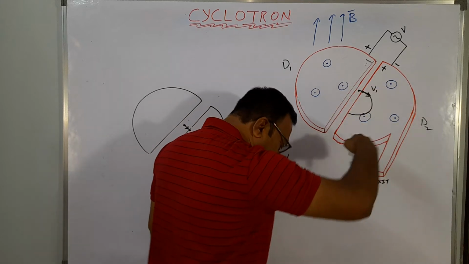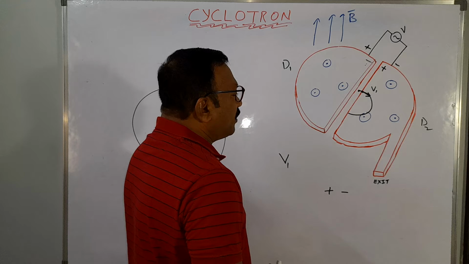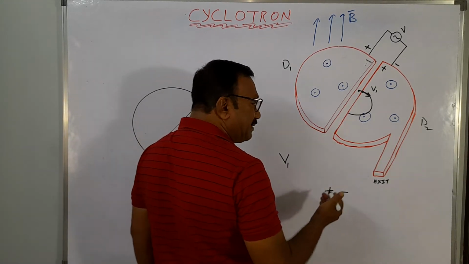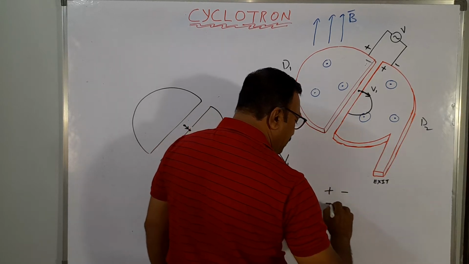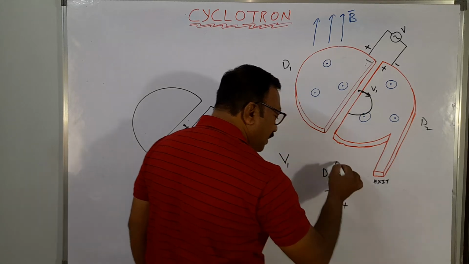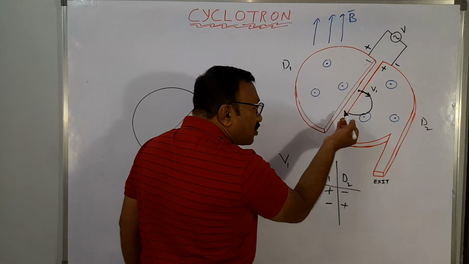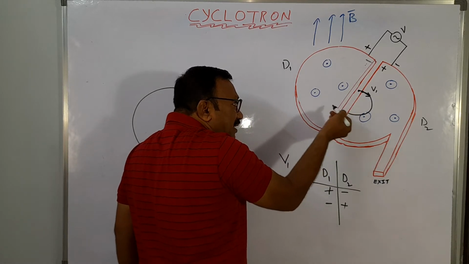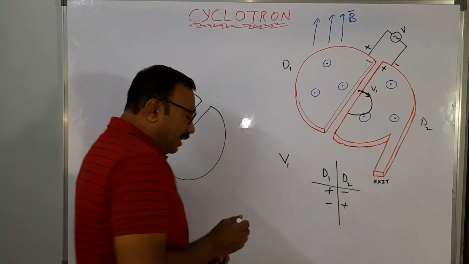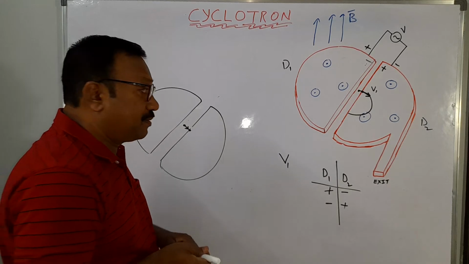Now when it completes half a circular motion, by the time it is ready to enter the space between the D's, the polarity is changed. This becomes minus and this becomes plus. This is D1 and this is D2, let us say. When it is at negative potential, this positive charge is attracted towards the negative plate and is under acceleration. So it will increase its velocity between the plates.